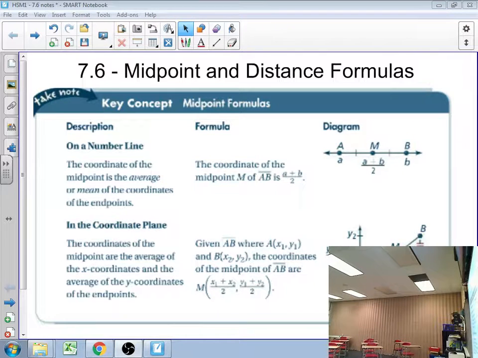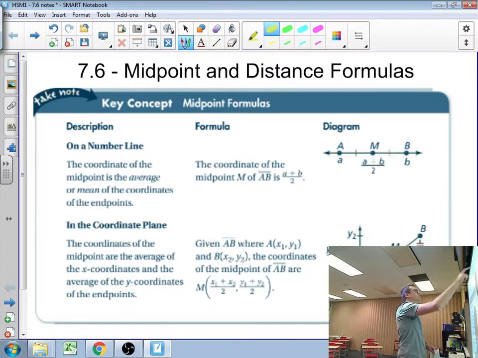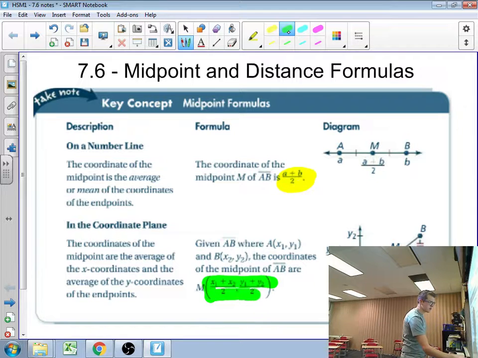All right, we are back again in 7-6 looking at midpoint and distance formulas. Hopefully you have these in your notes, and I would highlight or notate or rewrite these two formulas somewhere. So that formula for your midpoint if you are just on a line, and then this formula for midpoint if you are in the coordinate plane.